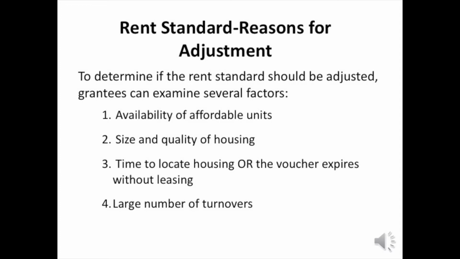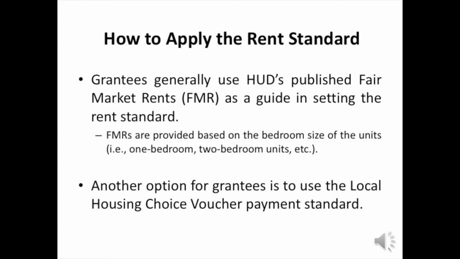We also have to examine large number of turnovers. If there's a high rate of turnover of eligible households receiving housing rental assistance, the rent standard may be too low to allow eligible households to access neighborhoods with amenities necessary for the family. For example, access to neighborhoods with good public transportation, schools, work, or other community amenities may be limited based on the rent standard used.